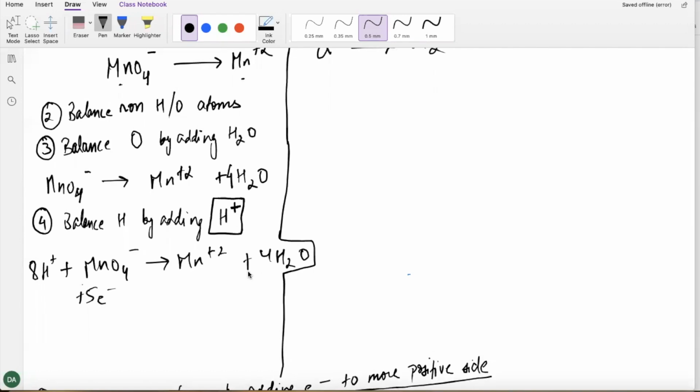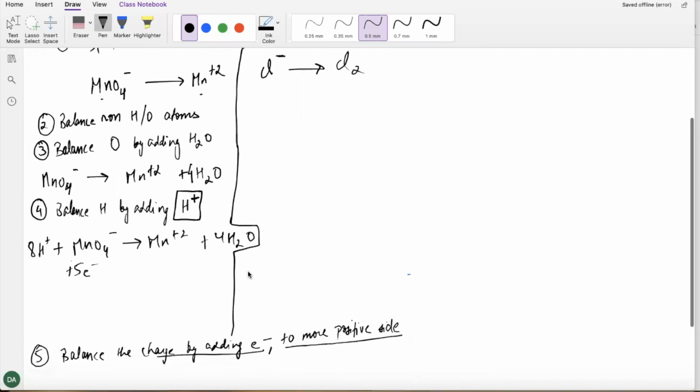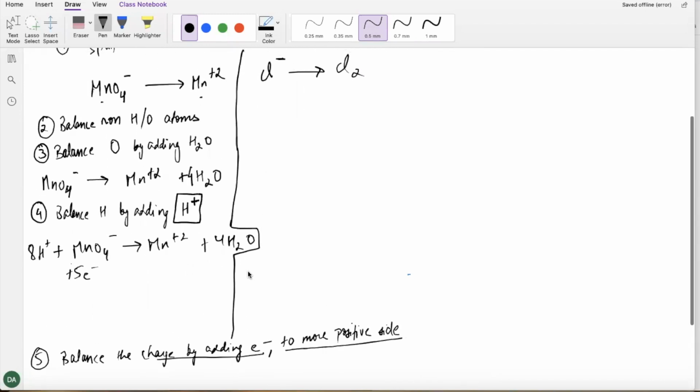Now, we're going to go back to our second half, which we did not touch yet. You're going to apply the same rules here. What was the second step after you split? To balance the atoms that aren't oxygen and hydrogen. We don't have oxygen and hydrogen here. The only thing we have is chlorine. So how do you balance this chlorine? You just put a 2 on the left as a coefficient. Once you put a 2, that's 2 chlorines. So that's good, right?